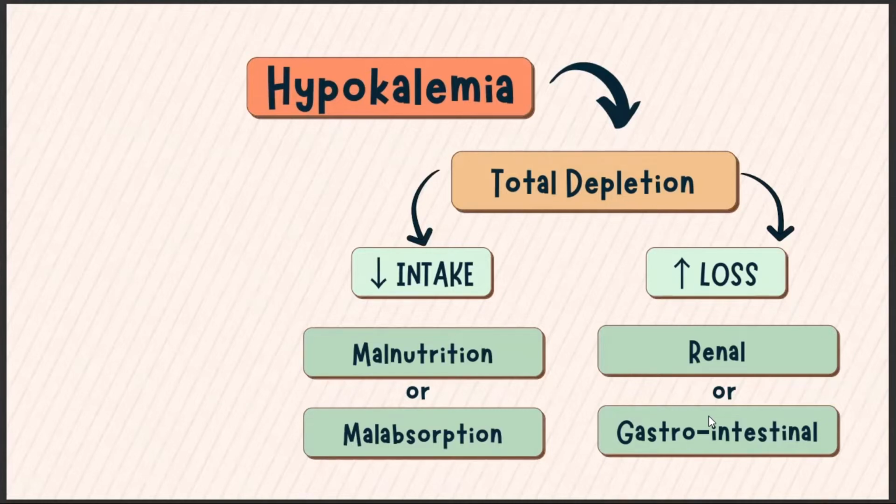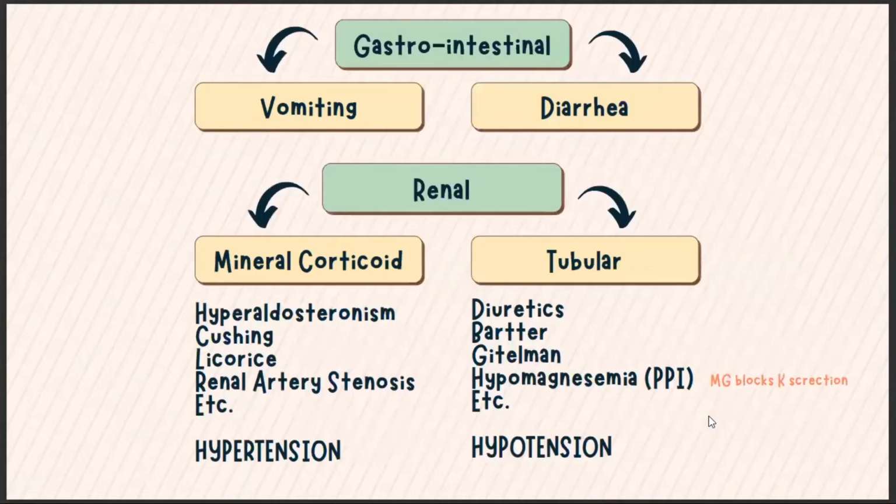So our job is to determine if it is gastrointestinal or renal loss. If it is gastrointestinal loss, it is easy to figure out because we can see in the subjective data if the patient says that she or he is vomiting or experiencing diarrhea. And renal loss can be determined by measuring potassium in the urine, the cutoff being 20 millimoles per liter in a urine sample.